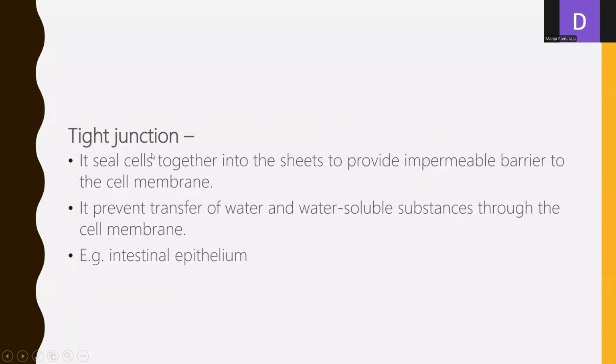Okay, so tight junctions seal cells together into a sheet to provide an impermeable barrier to the cell membrane. So it prevents transfer of water and also the water soluble substances through the cell membrane. Example here, intestinal epithelium tight junctions, for example.